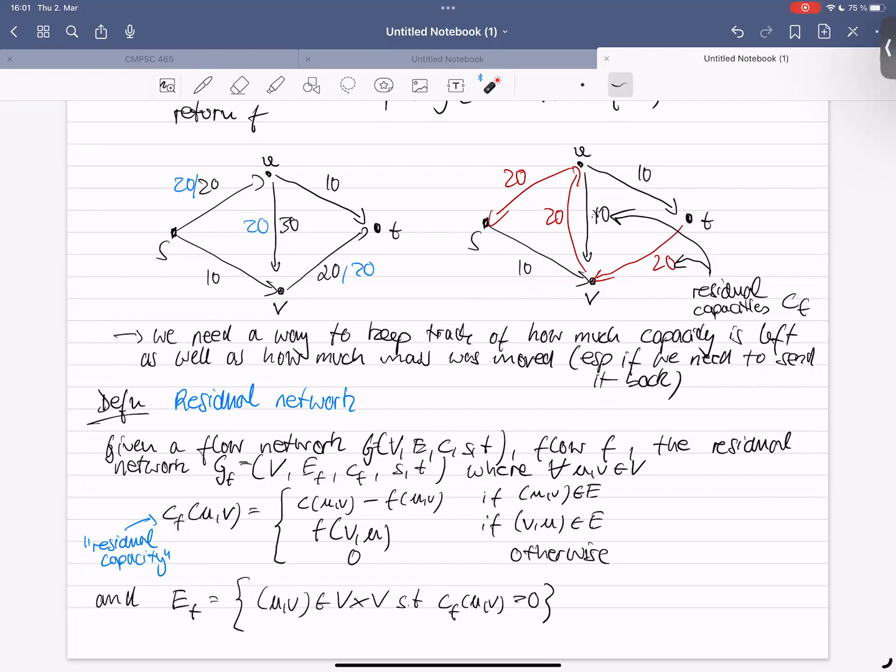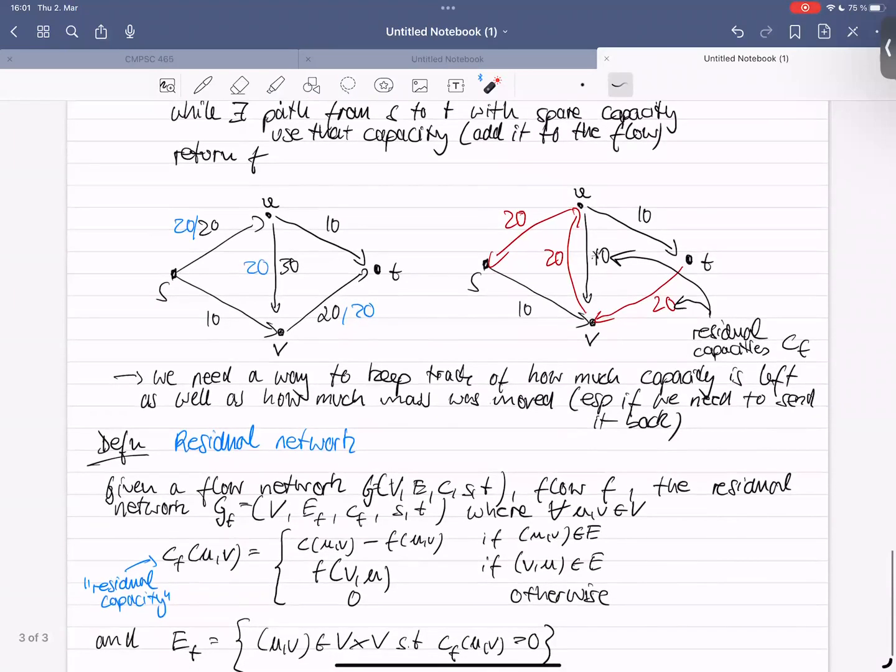Are there questions about this example or about residual networks at this point? Nope. Everything clear? Yeah. The red one. So the middle one, yeah.